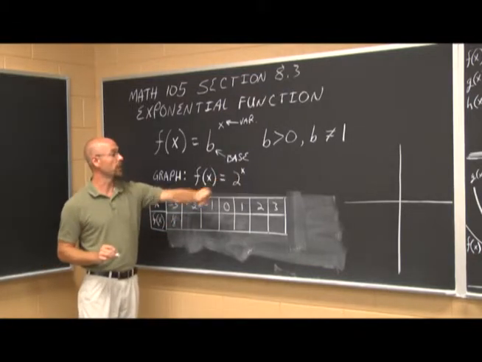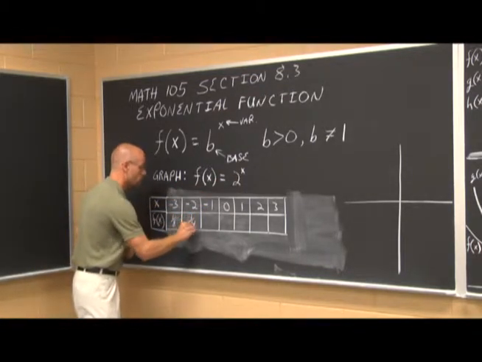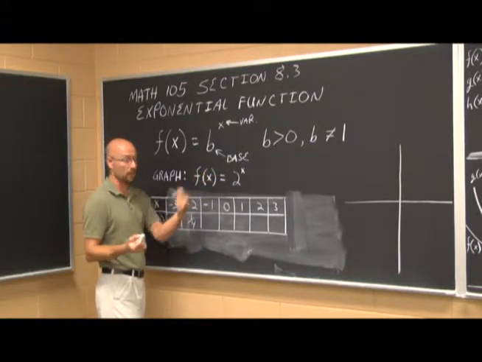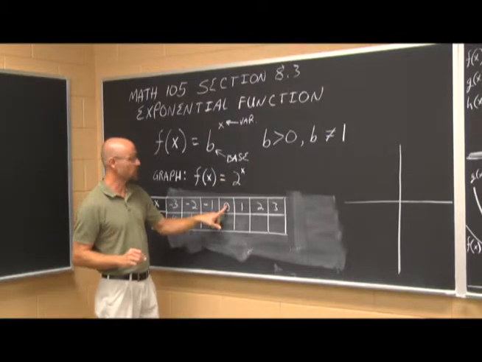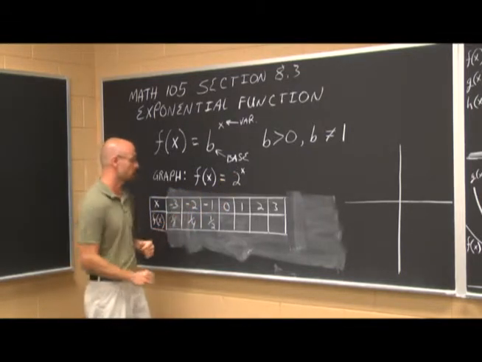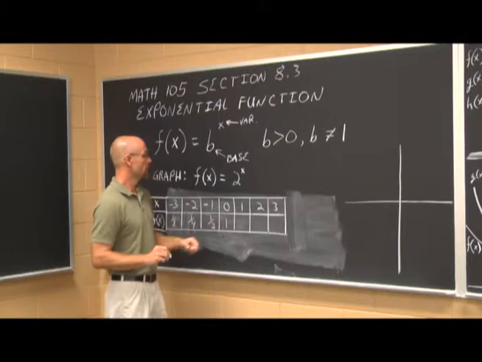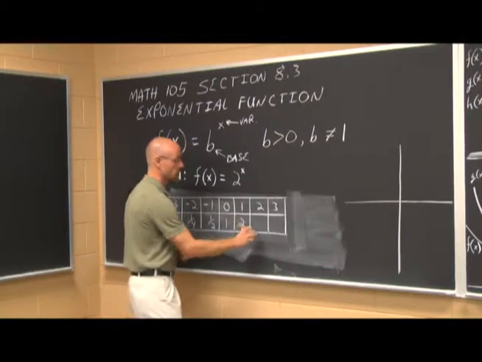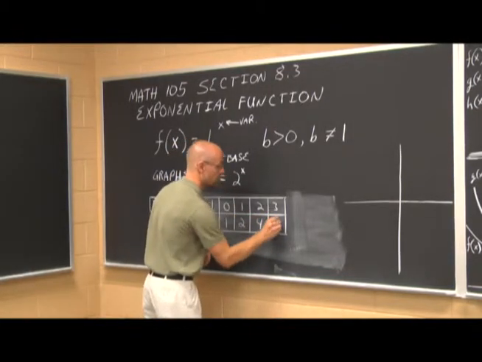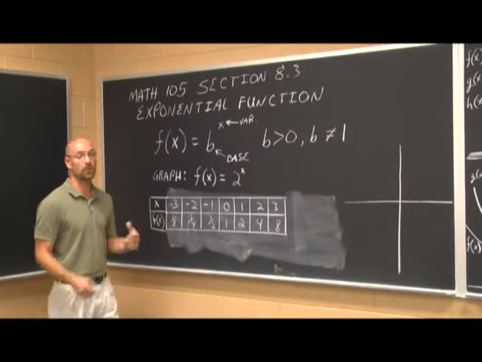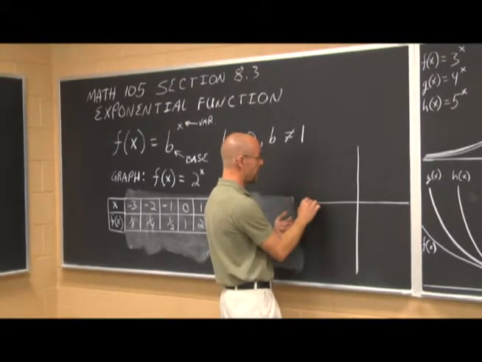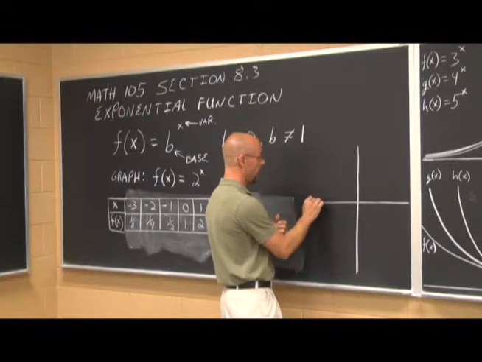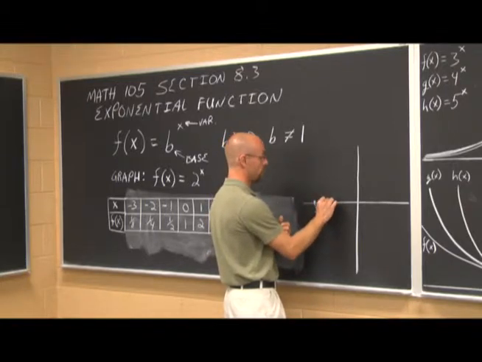If we plug in this value, -2, we get 1/4. -1, well, 2 to the -1 is the reciprocal of 2, which is 1/2. 2 to the 0 power, if we plug that in, well, anything to the 0 power is 1. And then 2 to the 1st, 2 to the 2nd, 2 to the 3rd power. If we were to plot these on a graph, let's go over here and plot them. We have these fractions. We have 1/8.